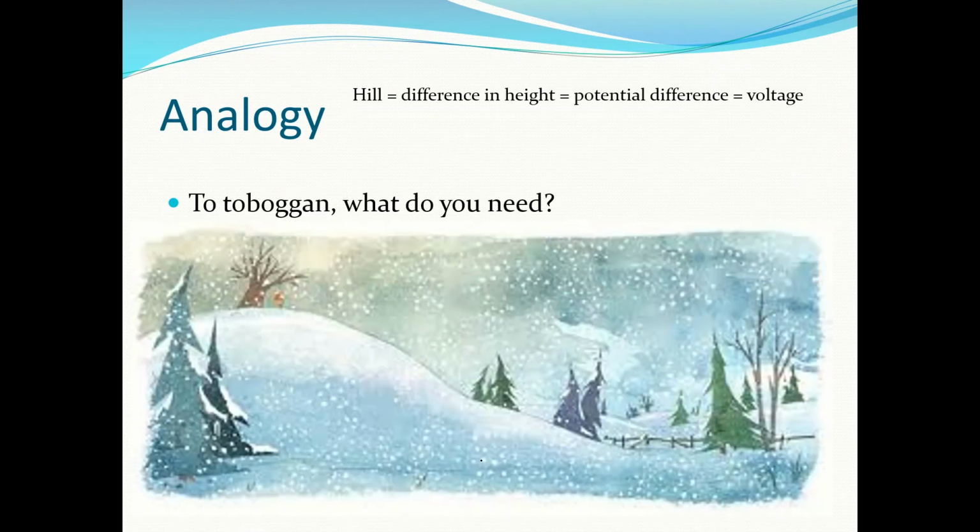So you need a hill, which is a difference in height, which is kind of like a potential difference. It's kind of like a voltage. So when you're trying to sort all these definitions they give you in your brain, think of voltage as kind of like a hill, right? A person's kind of like an electron, right? And say you go to the hill and your little brother tags along, but you want to toboggan with your friends and you want to hang out with your little brother.